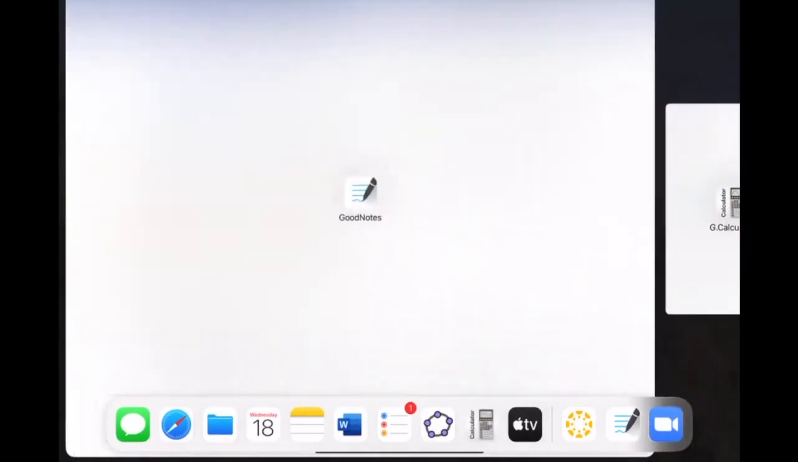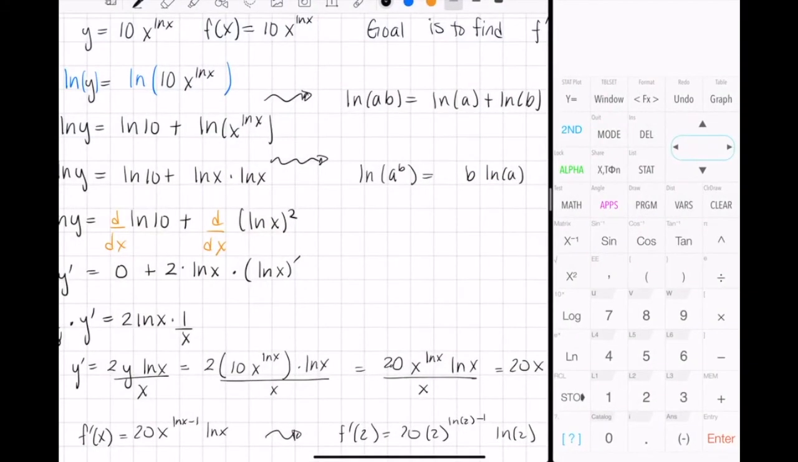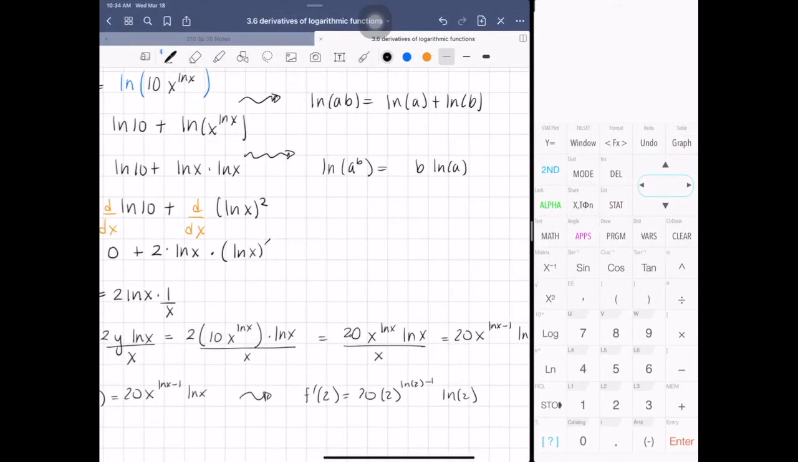And I can put a calculator here on my screen to the side. So we have 20 times 2, and in my exponent, I'm going to put ln of 2 minus 1. And then get out of that and multiply this whole quantity by the natural log of 2. And you get about 11.206 and a bunch of other decimals after the fact.